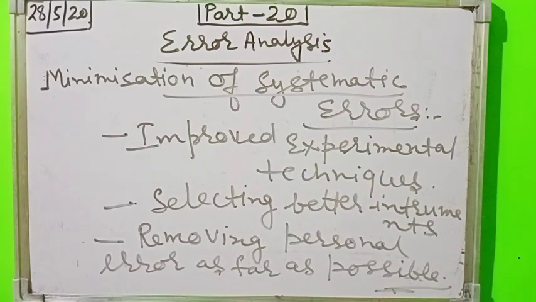So this is all about systematic error. Now in the next video we will discuss random errors, least count errors, and then we will discuss absolute error, relative error, and percentage error.